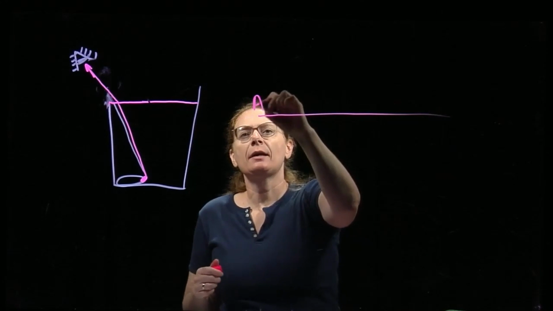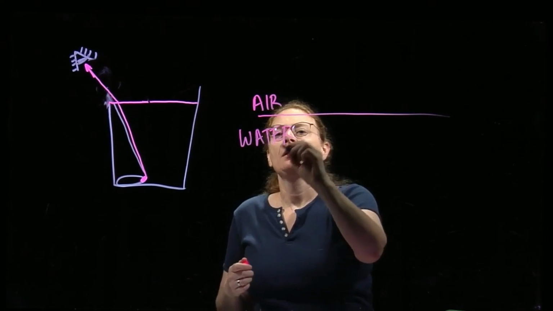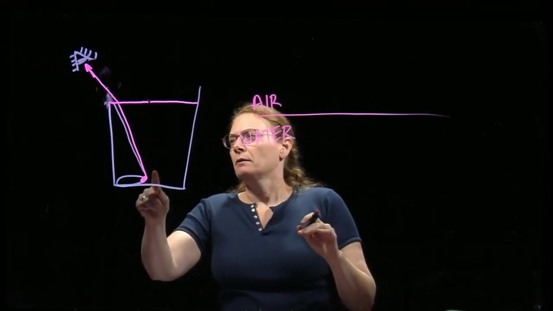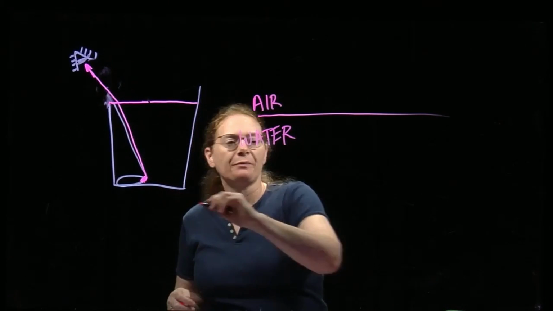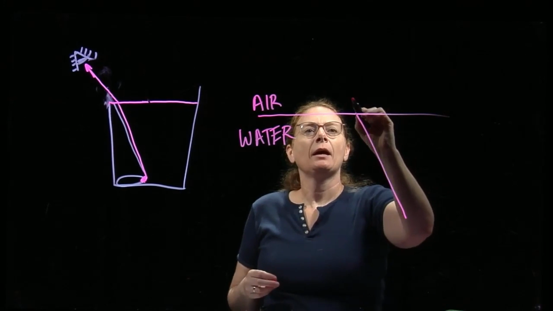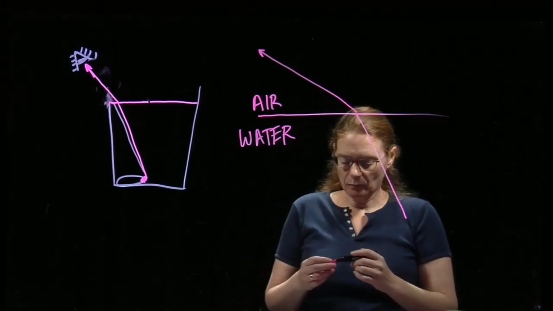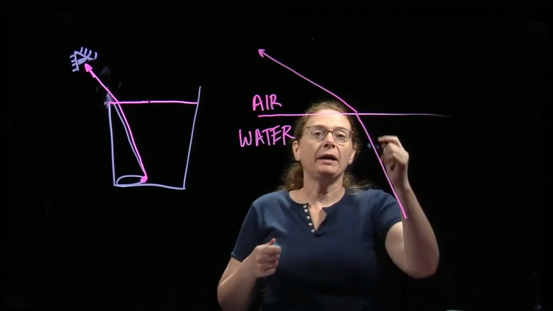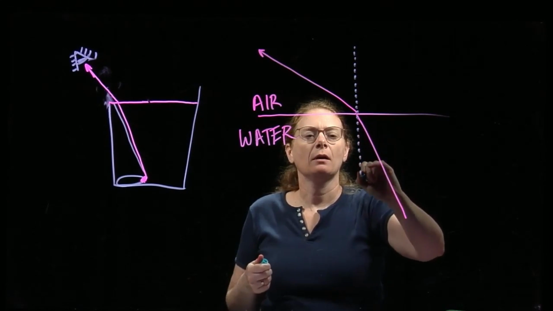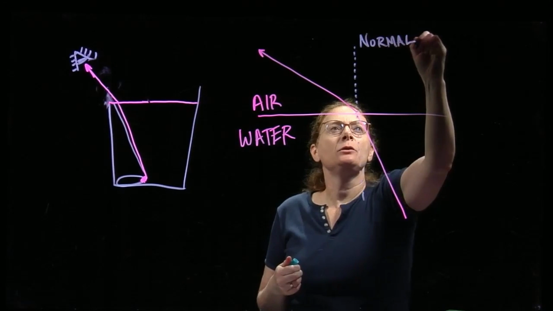So we are going to have a couple definitions. Let's say this is my air-water surface. So we've got air here and water here. This light ray, in order to see it, had to start here. So I'm going to have a light ray that comes from the water, and then it bent in this direction. We are going to define the perpendicular to the surface as our normal. So that is the normal line.